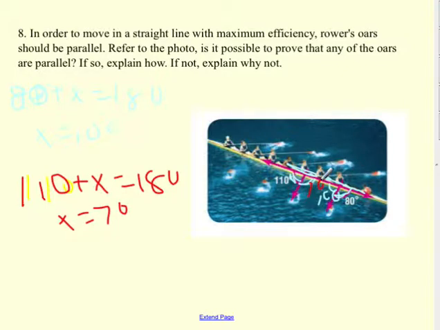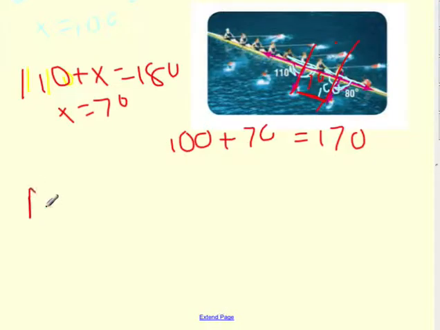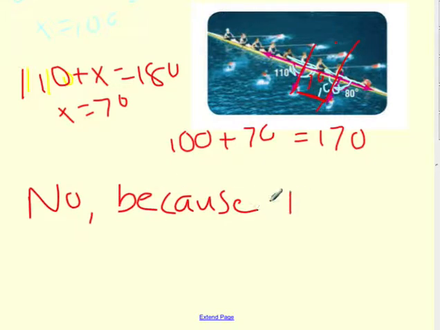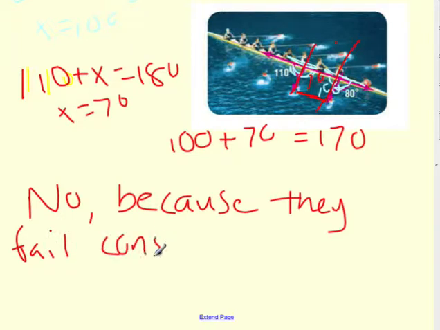Now if we flip back to our theorems, according to the consecutive interior angles converse, these two angles need to add to 180 in order for these two oars to be parallel. Well, 100 plus 70 is not 180. So no, they aren't parallel because they fail the consecutive interior angle theorem.